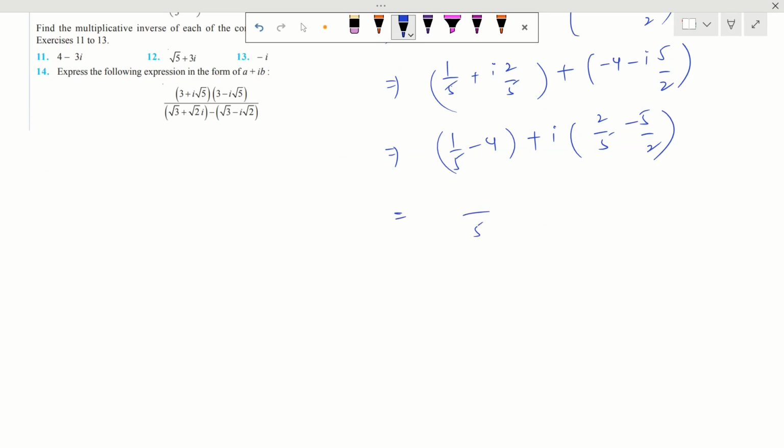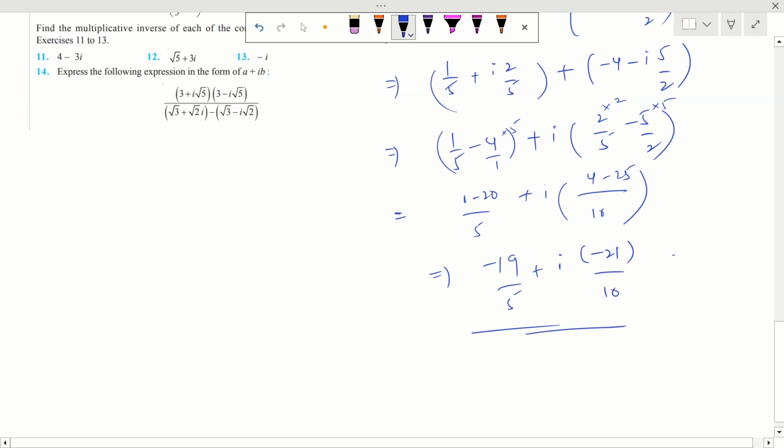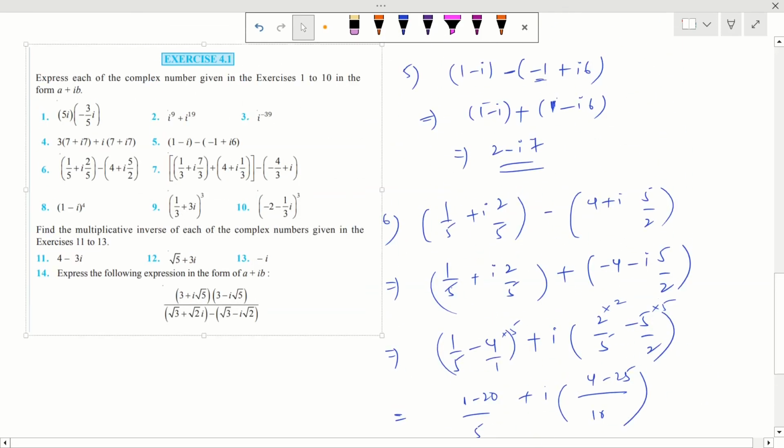So the LCM is 5 only here. So 1 minus 20, since 4 times 5 is 20 here. And for the imaginary part the LCM is 10 here. 5 twos are 10, 2 twos are 4, 5 fives are 25. So we can write it as minus 19 by 5, and here is i times minus 21 divided by 10. Okay, this is in the form of a plus ib. Now come to the seventh one.